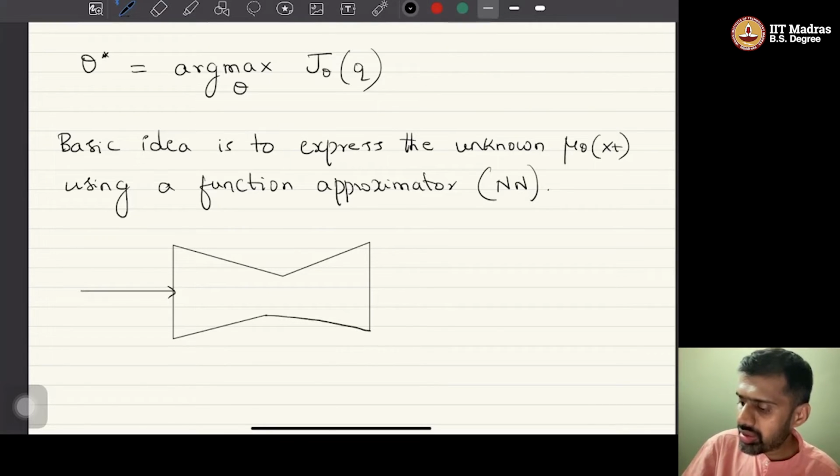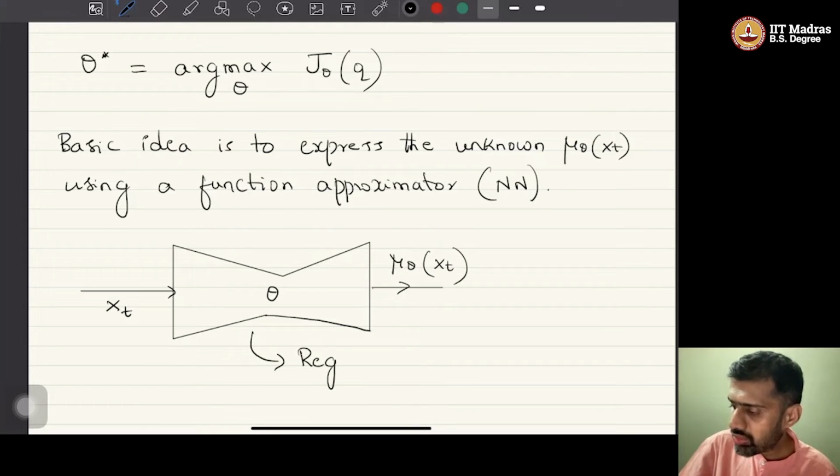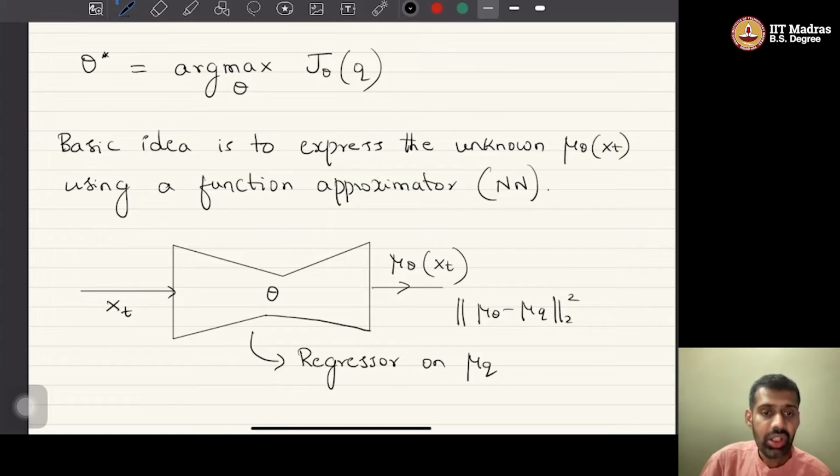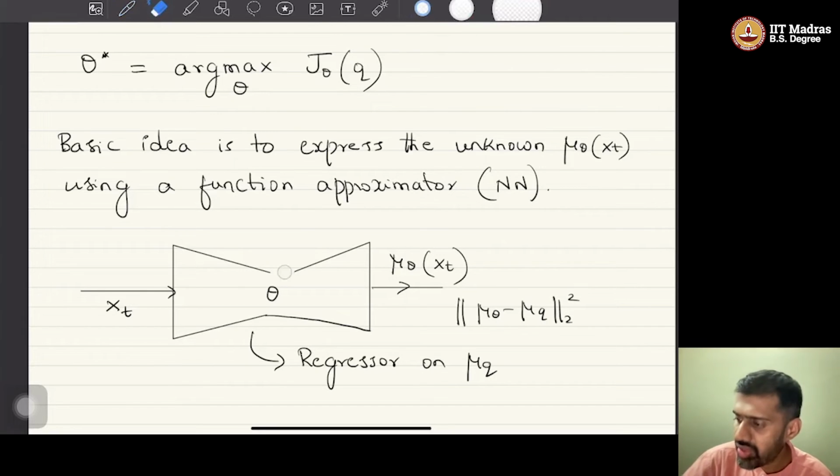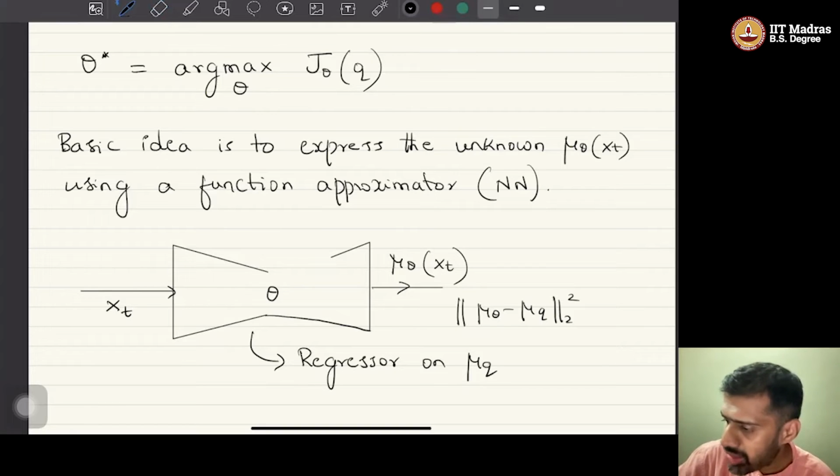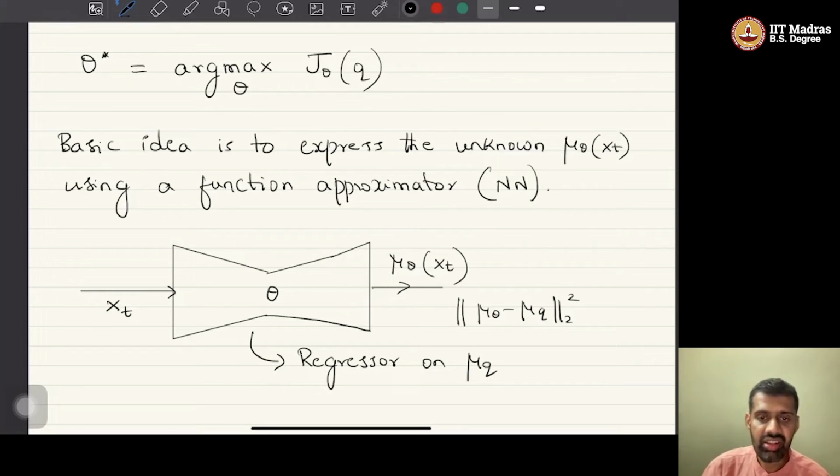This neural network takes xt as an input. Let us call this the theta network, and what this gives at the output is mu theta of xt. This neural network is a regressor on mu q, because the loss function here is mu theta minus mu q squared. That's the loss function that we are trying to optimize. So this neural network takes an xt and predicts what mu theta is. That is all we need. If we have a neural network that does this, then we are done. In principle, this is all that is happening while training a DDPM, or a diffusion model, but there are a few improvisations that are done on top of this, which we will see now.